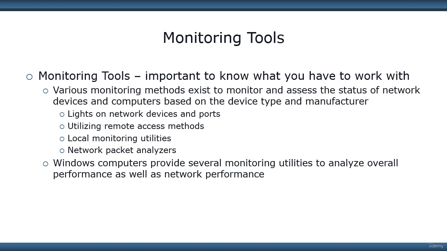On switches, all of the lights on the switch flashing in a pattern, that actually means something. It usually means we have some sort of loop going on, okay? Whereas just regular intermittent flashing green lights, that means it's good. It's actually transmitting data. All right, so you've got those. We've got remote access monitoring. We've got local monitoring utilities. We've got network packet analyzers. The packet analyzers will allow you to actually capture packets that are being sent over the network and examine the contents. And then Windows computers have several monitoring utilities as well. Those will help you analyze overall performance as well as network performance.